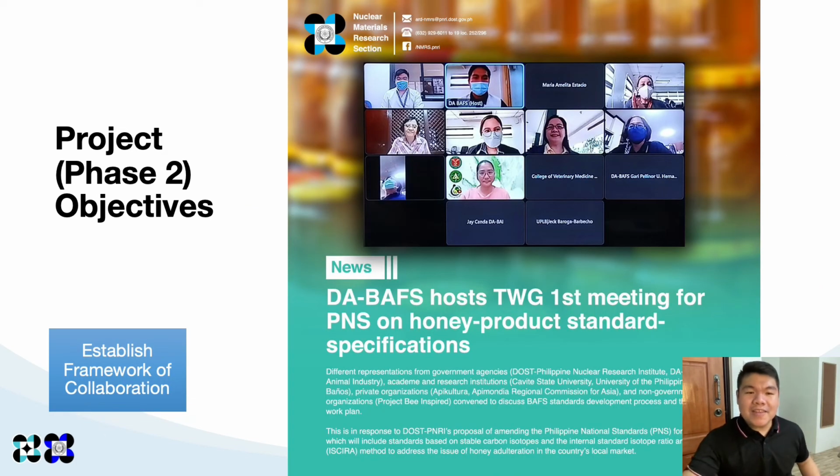Our fourth objective is to establish a framework of collaboration for actually tackling and battling this problem of honey adulteration and fraud. With the help of the Department of Agriculture and all the other stakeholders involved, we plan to integrate isotope-based standards into our Philippine national standards and into our regulatory system for a longer lasting solution to this problem.